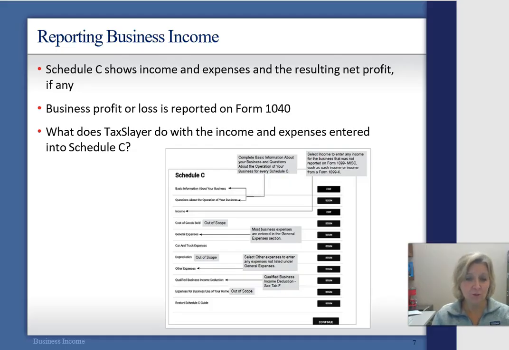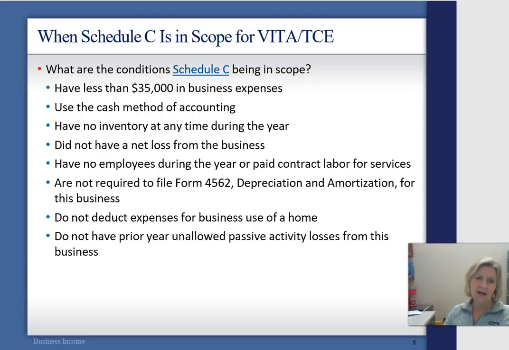if there is a cost of goods sold associated with the business, that's going to be out of scope. If the taxpayer depreciates anything, that is out of scope. And if a taxpayer wants to use part of their home as an expense, that is also out of scope. So you can go through each of these items on the Schedule C, and you just edit or begin each one of those, and you go through and enter the information line by line.